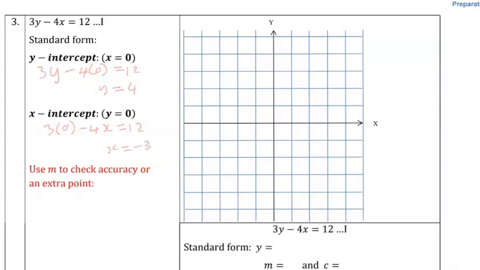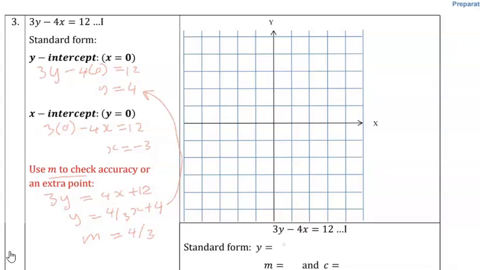If I take another point, I want something that's divisible by 3, or let us just use the value of m in this case. So to get the value of m, I must find the standard form. So we have 3y equals 4x plus 12. If I divide by 3, then I get 4 over 3 x plus 4. And as you can see, this 4 coincides again with the value there. So our m value here is 4 divided by 3.